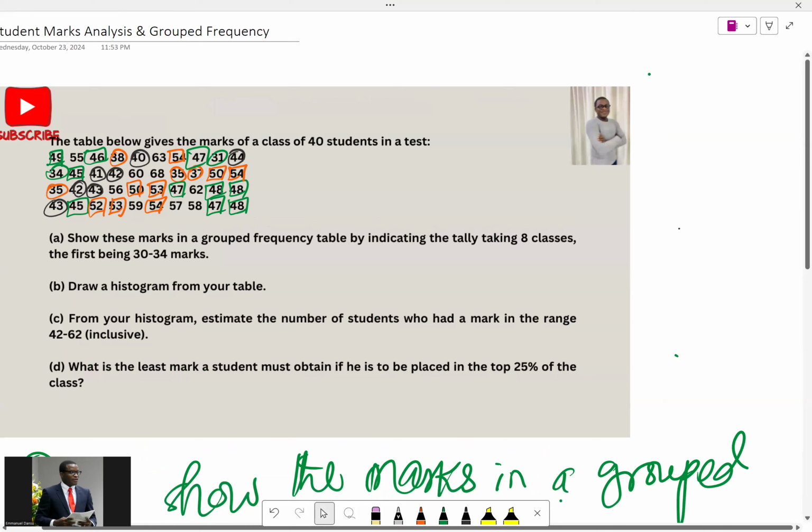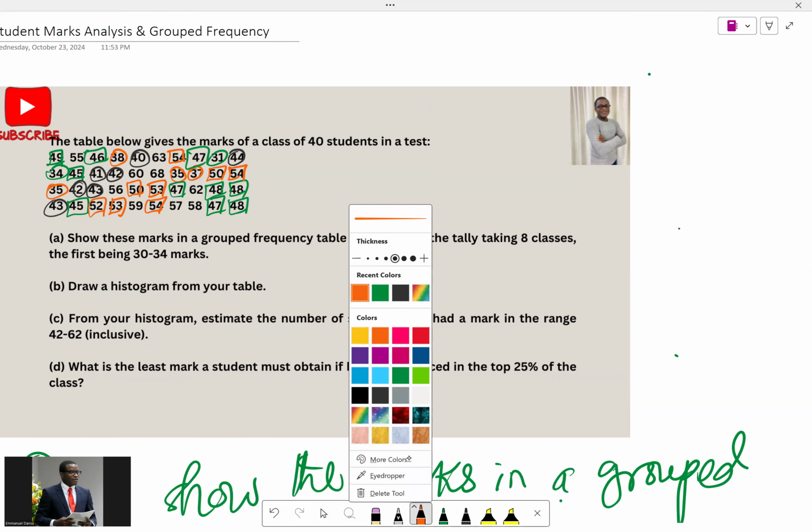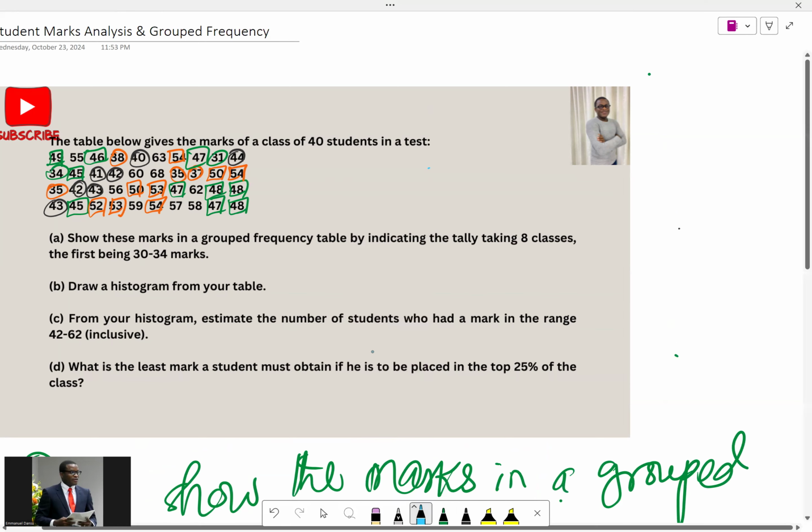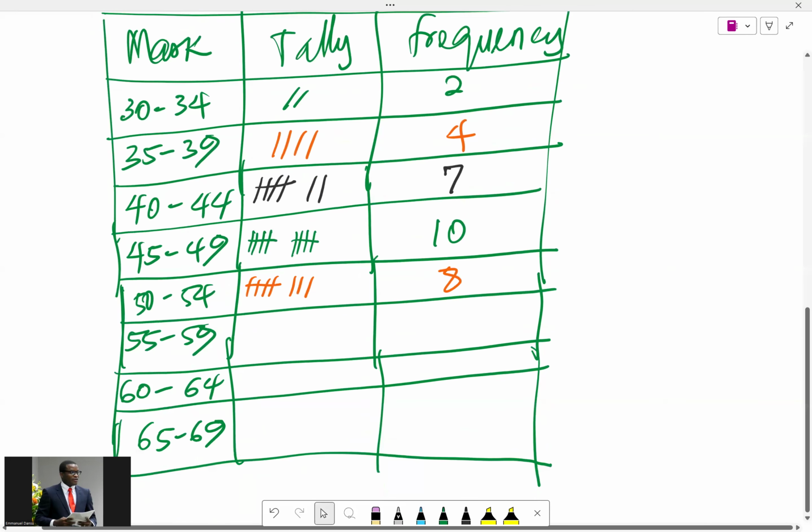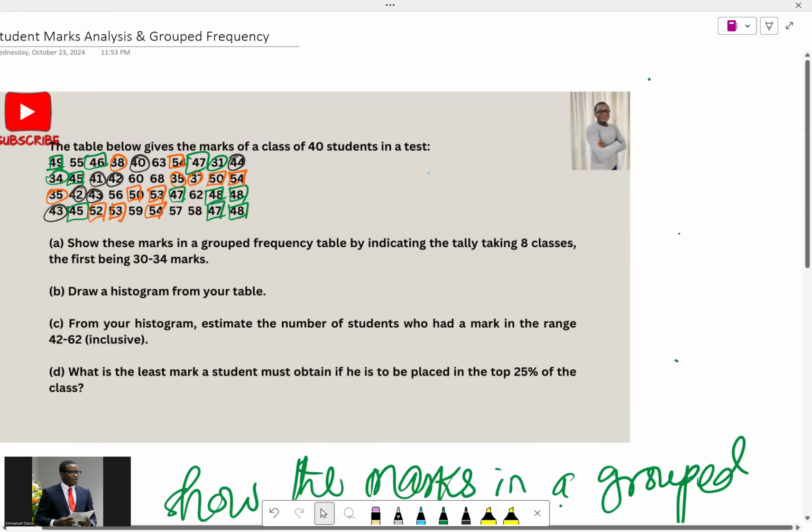55 to 59. Okay, let me use... I guess I want to change markers at this point. Have to come back to this later. Okay, so let me go. That's blue. Okay, so we have 55 to 59 now.